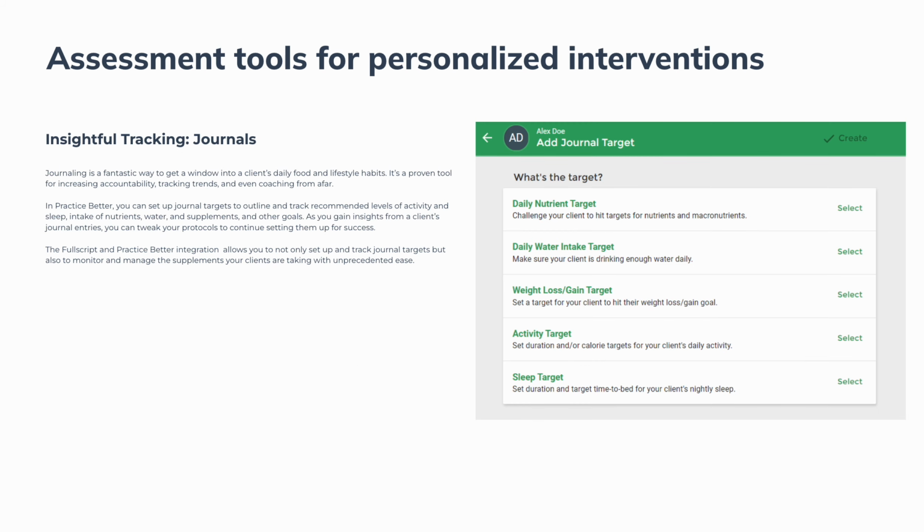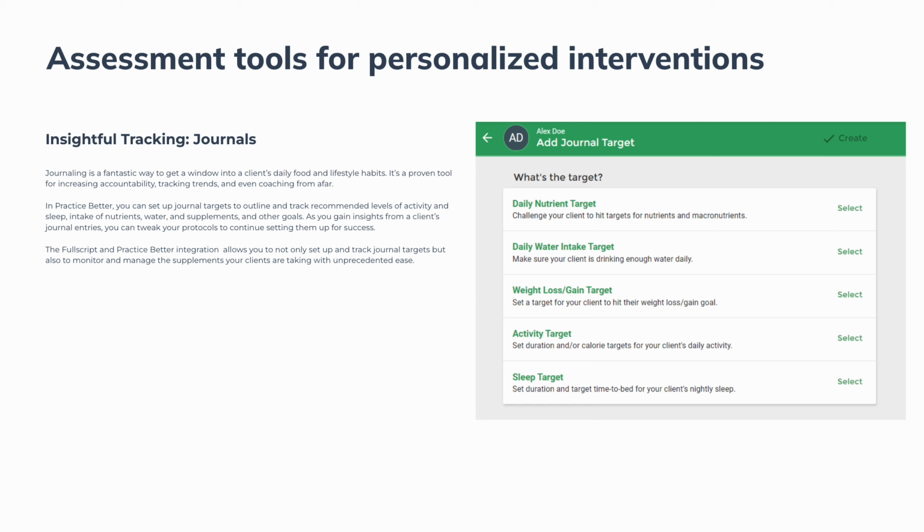You can also do a bunch of different journal tracking inside Practice Better, and this is a great way to get insight into what their day-to-day looks like, whether we're looking at food or lifestyle habits or specific goal metrics, or maybe movement throughout the day, or even how much or how well they're sleeping. It's a proven tool for increasing accountability, tracking trends, and even providing some coaching from afar. We love to use journal tracking to look at symptoms throughout the day. We typically do this alongside food, but there's a lot of room inside the Practice Better journals for clients to provide more context or more notes to us.